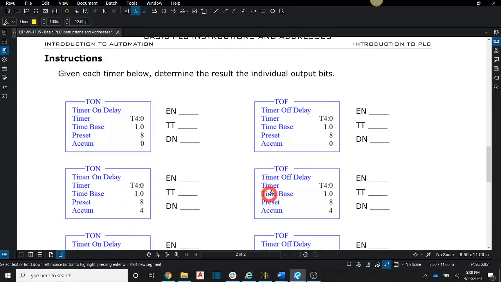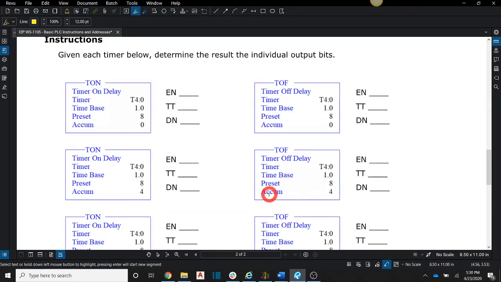Let's come down and look at some timing functions. On the left column here, this is the time on delay, and on the right column here is the time off delay. We're going to go through the time on delays first, and we'll see how they behave, and then we'll examine the time off delays.